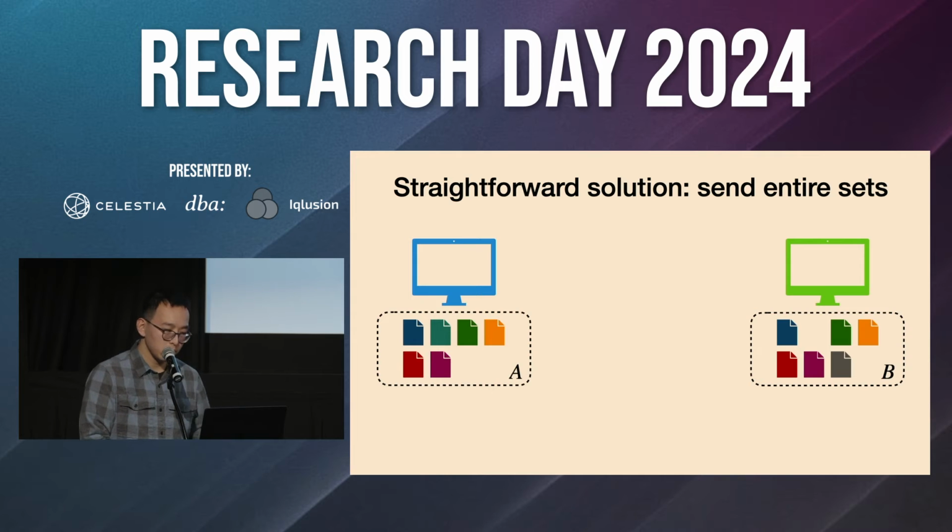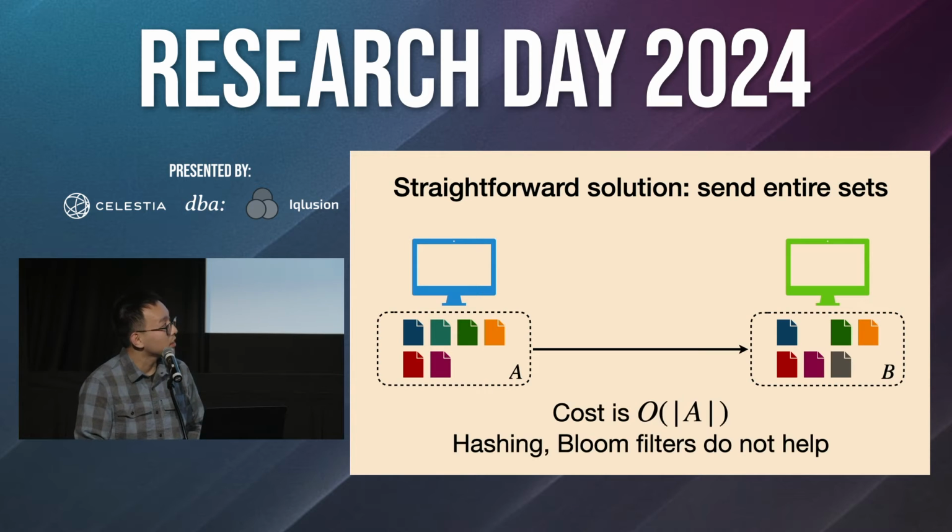There are a few very straightforward solutions that the industry, the production systems, have been using. For example, Alice, the holder of set A, can just send the entire set, which is uninteresting. And here the cost is linear to the size of her set. And so it's clearly inefficient.